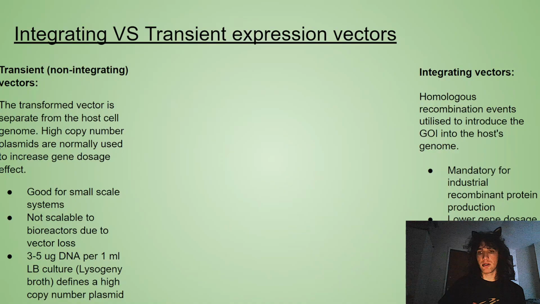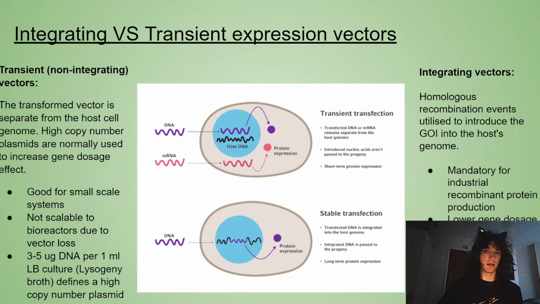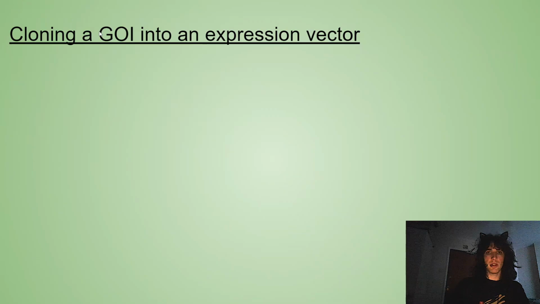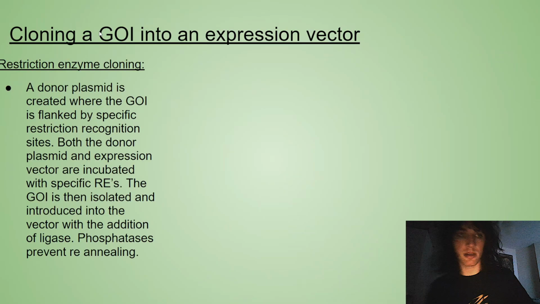Some systems that I use are BACMID and T7. I'll explain BACMID a little bit, but I won't get into T7. But I'll leave a link below that will tell you all about it. It's pretty fun, pretty cool. And this is a cool little diagram for stable transfection, transient transfection, long-term protein expression. Long-term, we love that. How do we clone our gene of interest into our vectors?